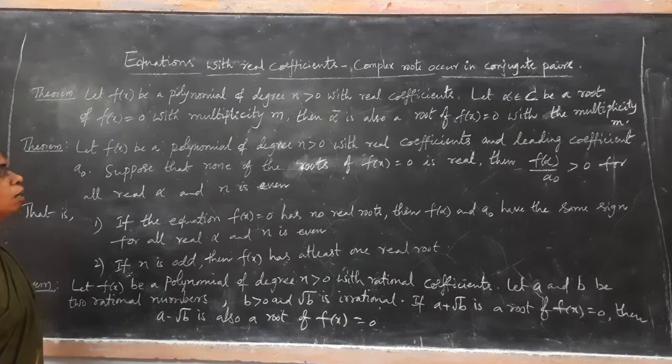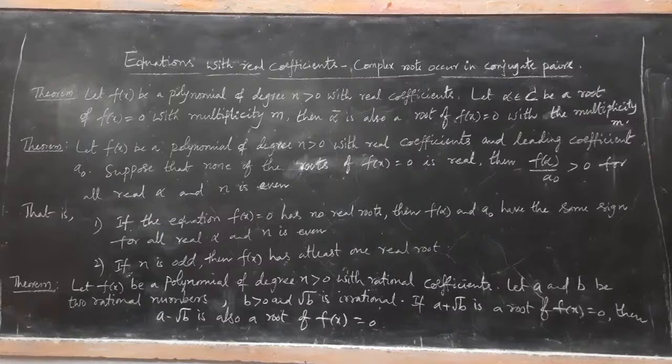So, complex roots occur in conjugate pairs. If a complex number is a root of a polynomial equation with real coefficients, then its conjugate is also a root, and the complex roots occur in conjugate pairs. Complex numbers do not occur as single roots; they occur in conjugate pairs. We will see all these things.